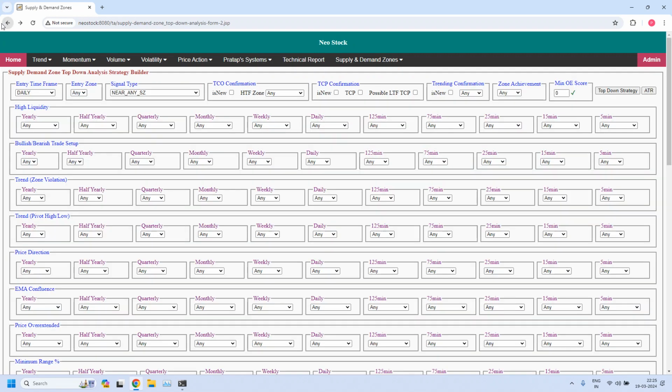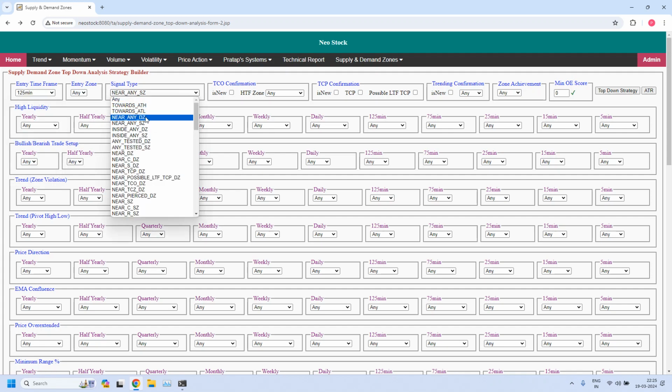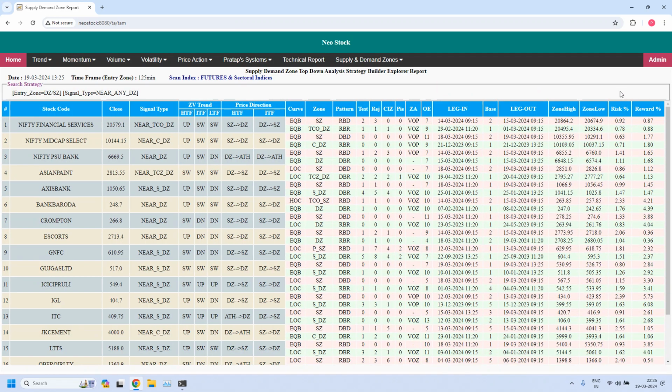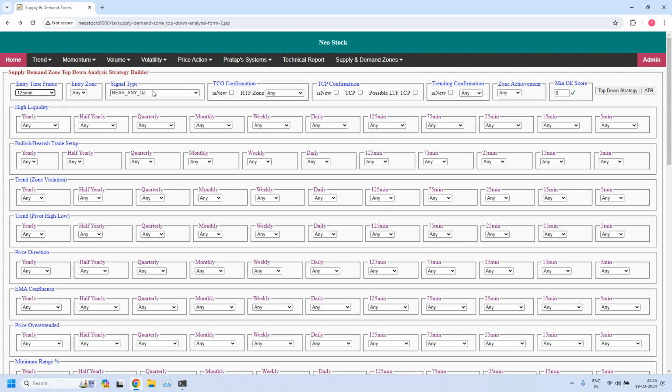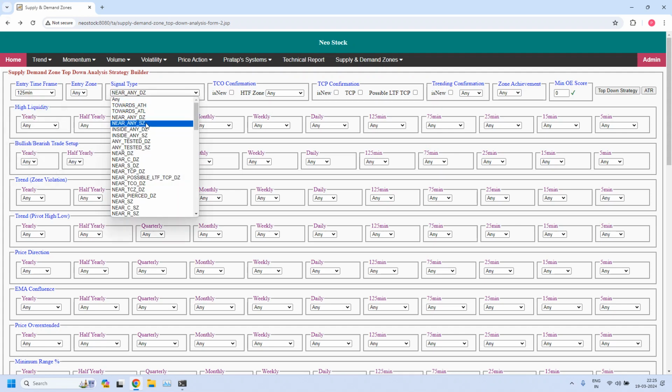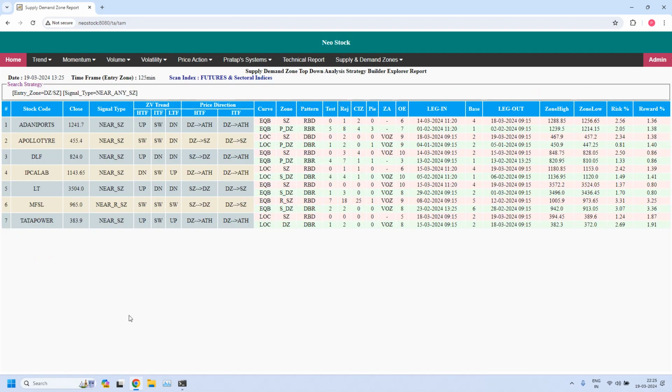Now let's go back, changing the time frame to 125 minutes, and let us find the stocks near 125 minutes demand zone. So this is the filtered list. Total 19 stocks are filtered. So let me go back for 125 minutes. Let us find the stocks near 125 minutes supply zone. So these 7 stocks are filtered.